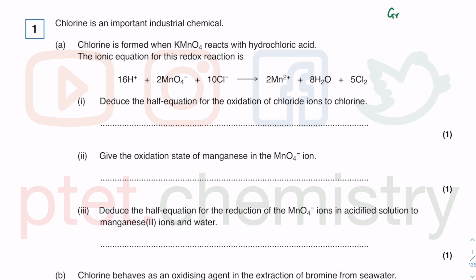In this tutorial video, we'll go through this AQA Group 17 or Group 7 chemistry, which is basically the chemistry of the halogens as well as the associated compounds where they can exist as halide ions or halide salts. In this first question, chlorine is a very important industrial chemical.